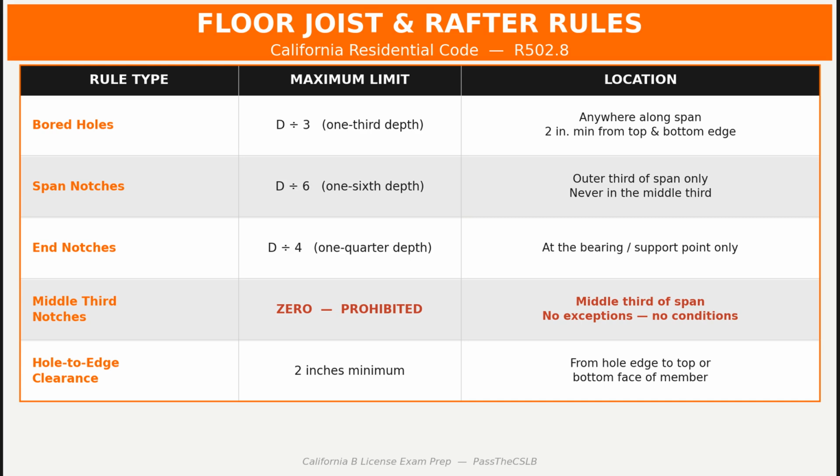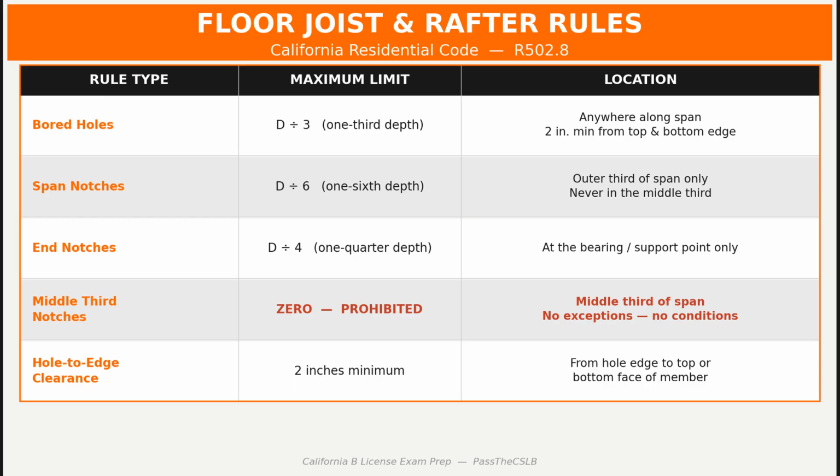For bored holes in bearing and exterior wall studs, the standard maximum diameter is 40% of the stud's width. For a 2x4, that is approximately 1 3/8 inches. The edge of any bored hole must be no closer than 5/8 of an inch to the edge of the stud.